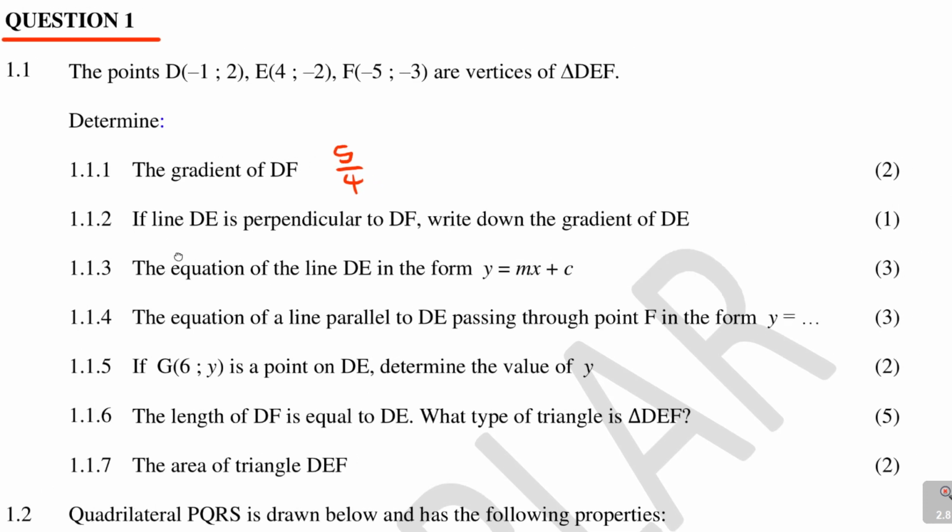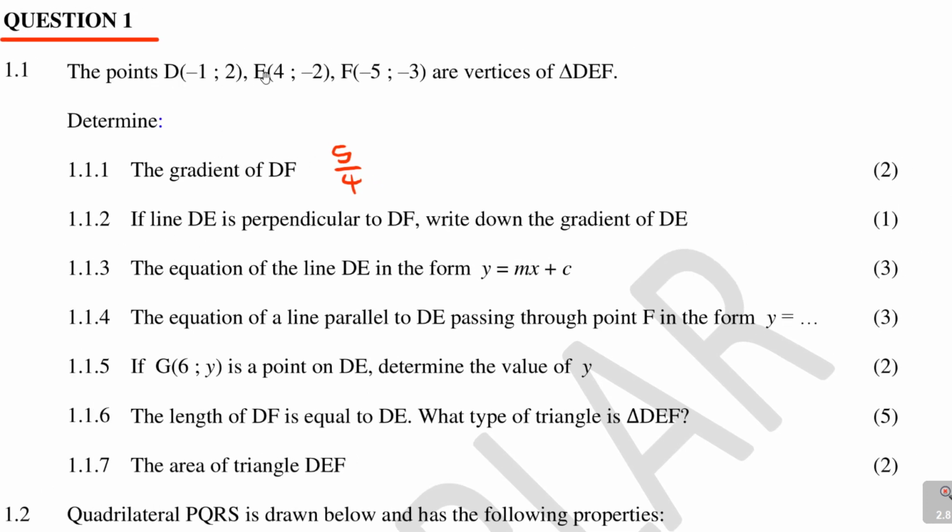And then they're saying if line DE is perpendicular to DF. When they talk about perpendicular, let's say this was DE. I'm just giving an example. If DE is perpendicular to DF, now DF will start from there since D is involved. So you'll have F there. Perpendicular means they meet at 90 degrees.